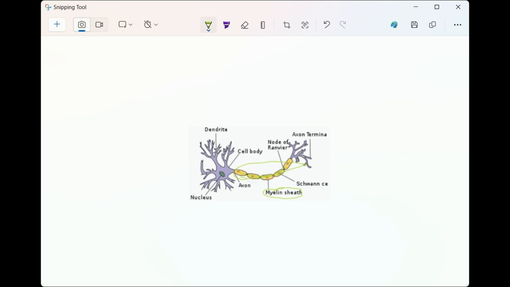Also, dendrites branch out a lot because they're trying to connect to other neurons. So if you know what a dendrite is and you know about the axon and the myelin sheath, that's all you need to know about a neuron. So again, the axon is this long part. It's insulated by the myelin sheath, which causes the electrical impulse to go faster.